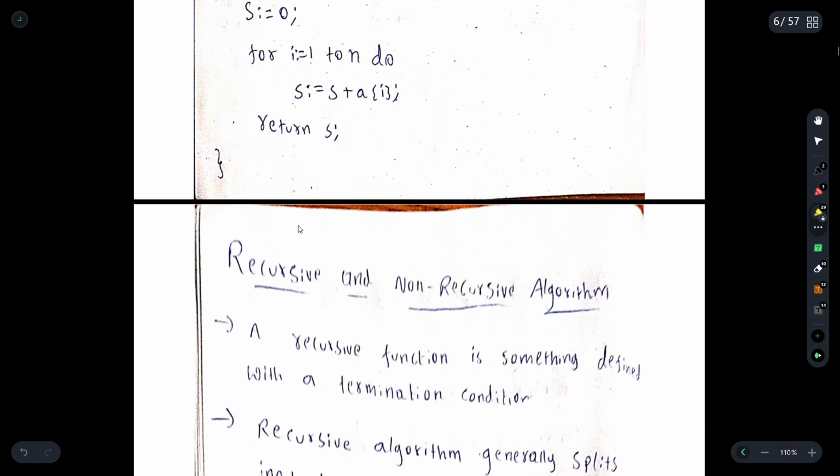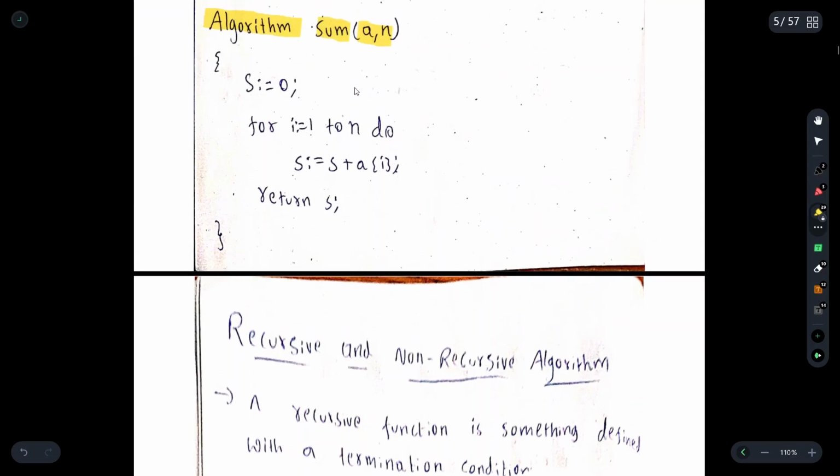So an algorithm is nothing but a rough representation of a code. Representing the code in a rough way is known as algorithm building.